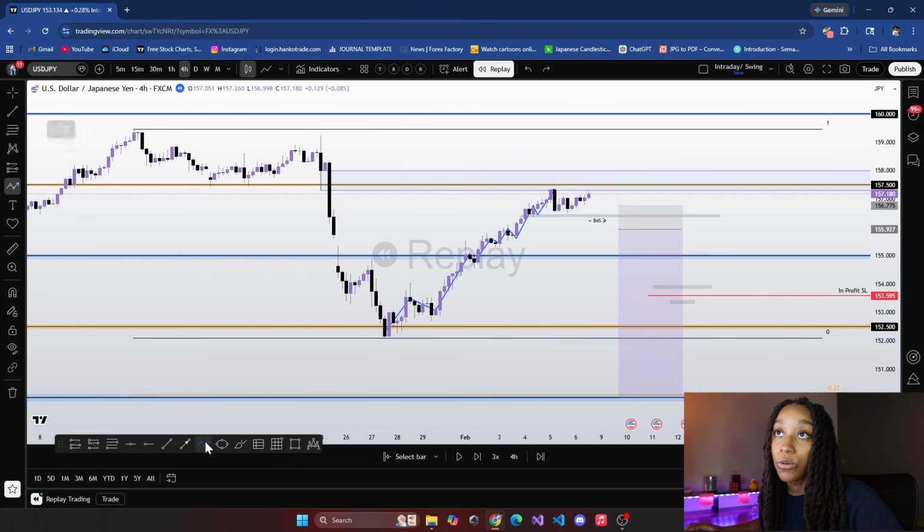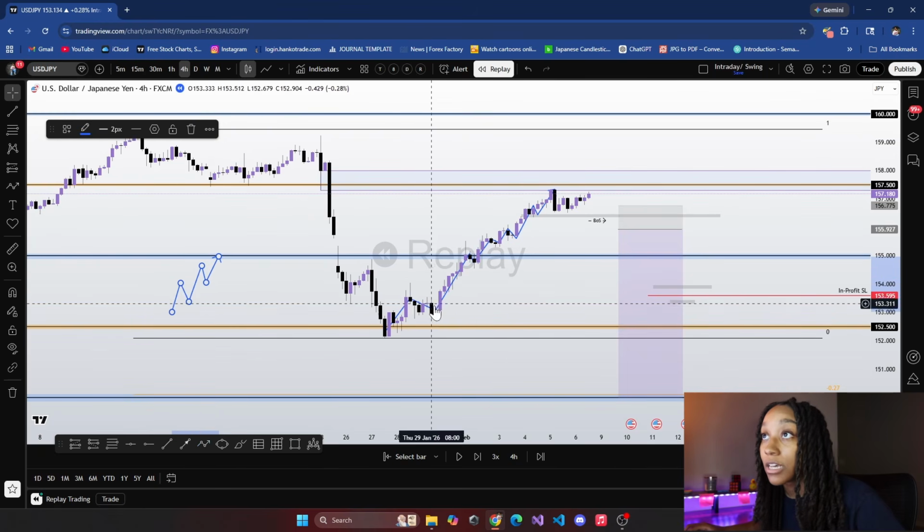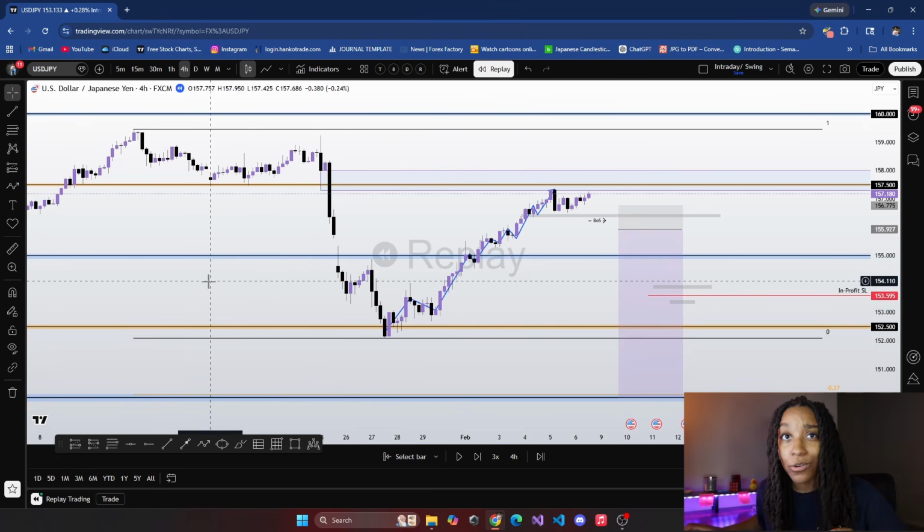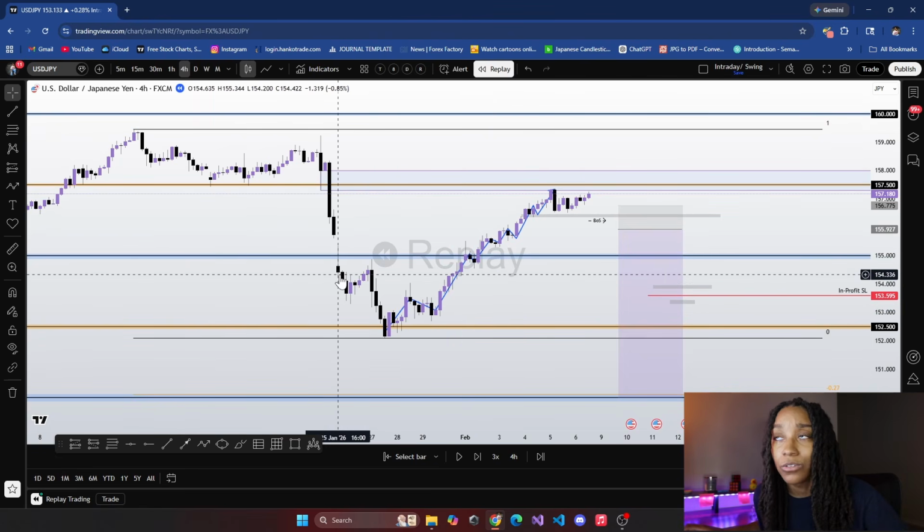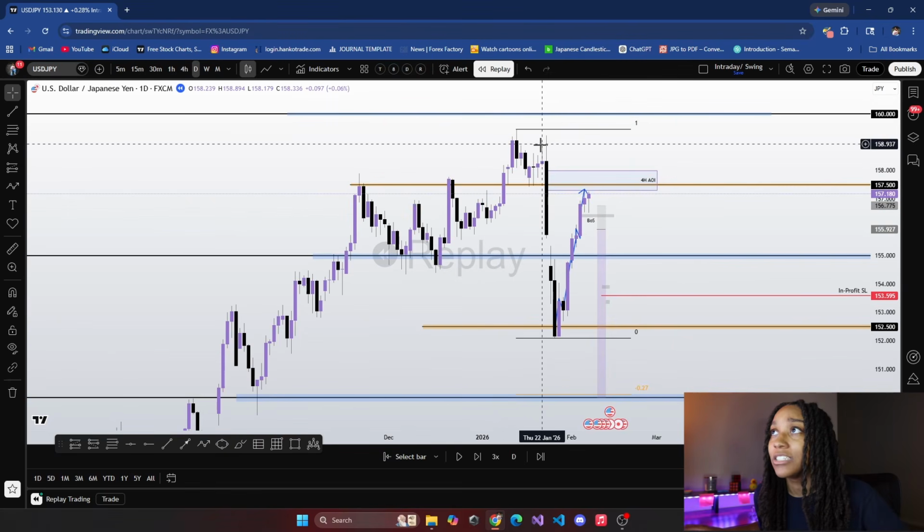What does the uptrend do? Well, an uptrend makes higher highs, higher lows, higher highs, higher lows. What's happening on the 4 hour, right? On the 4 hour, we're making higher highs, higher lows, higher highs, higher lows. My 4 hour is making higher highs, higher lows. However, my daily is bearish. My daily just had this huge drop.